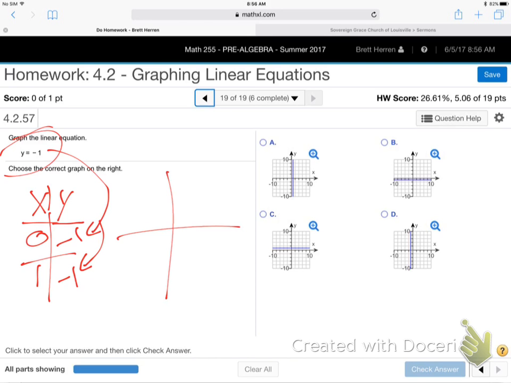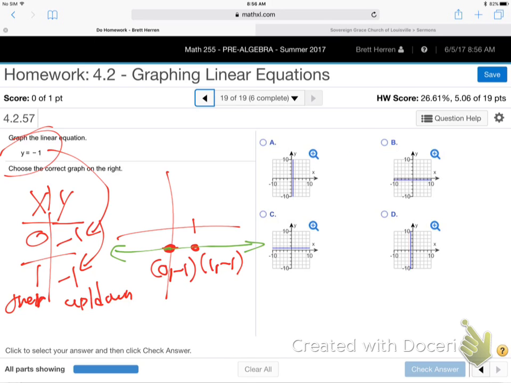So put those dots on the graph. First number's over, second number's up or down. Right? Over 0, down 1, right there. Over 1, down 1, right there. Connect the dots. There it is. Which one is it? Yeah, B. See how that worked? Flat line. Over 0, down 1. Over 1, down 1. Connect the dots, flat line.